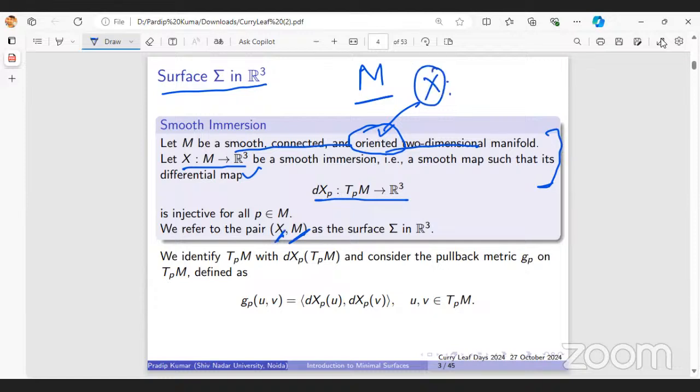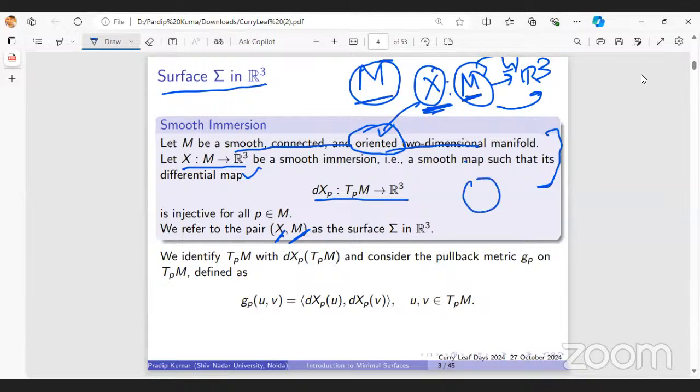This map, I am interested in how to construct it. We are not just interested in the object, but in how this object sits inside R3. That is the main discussion when we learn minimal surface theory. For example, M may be a sphere minus 2 points or something like that. How does this sit in R3? That type of thing we are interested in. So let us fix our mind: what do you mean by a surface in R3?